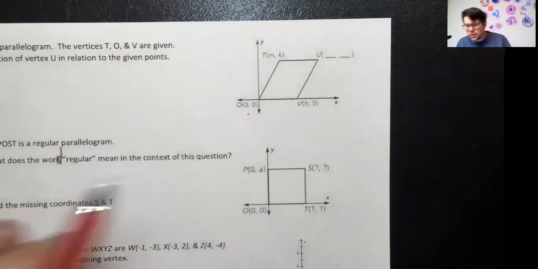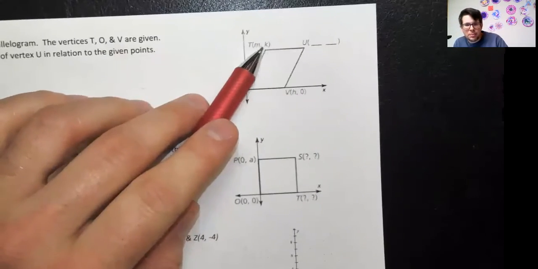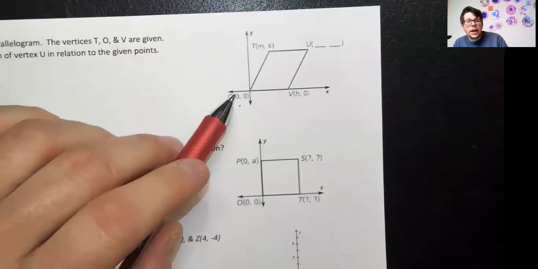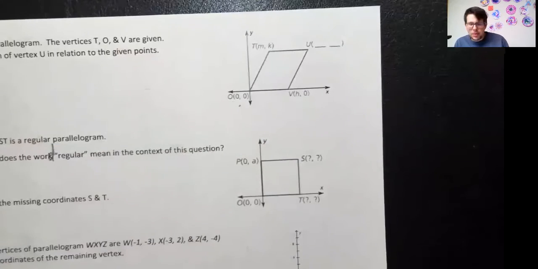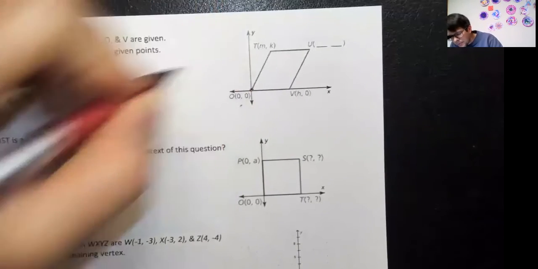Another thing to notice is that if you take a look at T and V, you'll notice that there are not numbers in there, but rather letters, M and K and H. And O right here does have numbers, but it happens to be a not very helpful number. It's 0, 0. So let's talk about T for a couple seconds.